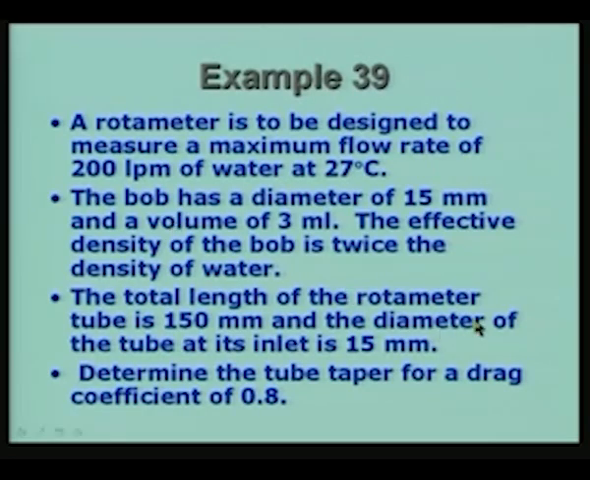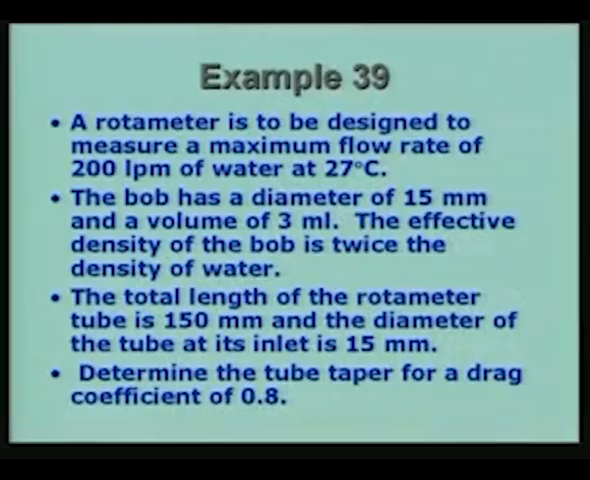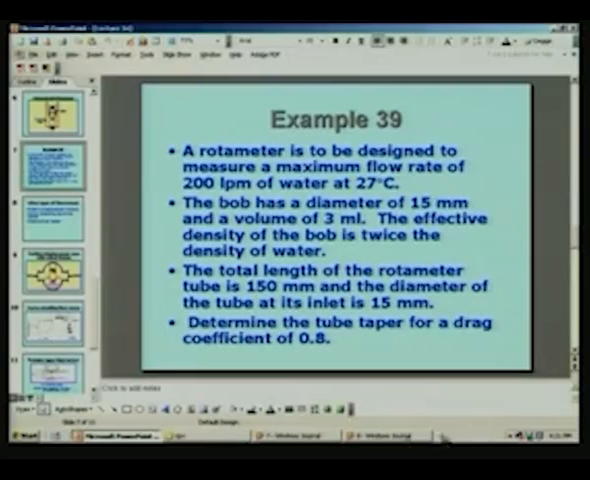The diameter of the tube at the inlet is also equal to 15 mm. So the bob will be just sitting, closing the opening at the bottom, and as soon as you start the flow, it will float up. When the flow is taking place, it will take a position which corresponds to the volumetric flow rate we are measuring. So we want to determine the taper parameter. The tube taper is to be determined for a drag coefficient of 0.8, which is given. So we want to find out what the tube taper is for this particular case. Let me work it out on the board.